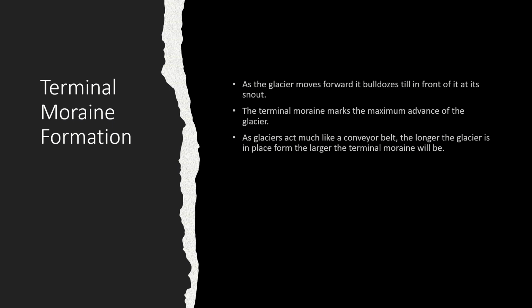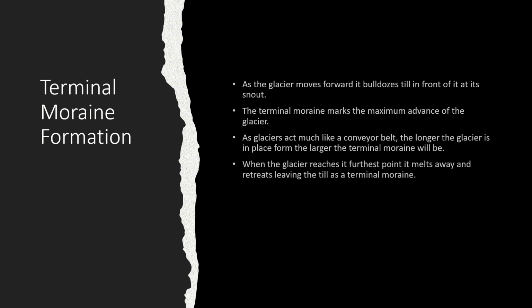Therefore, the longer the glacier is around, for however many thousand years, the larger its terminal moraine will eventually be. If the glacier is very short-lived, it will have very little time for material to build up at the front. When the glacier reaches its furthest point, it melts away and retreats, leaving the till as a terminal moraine.